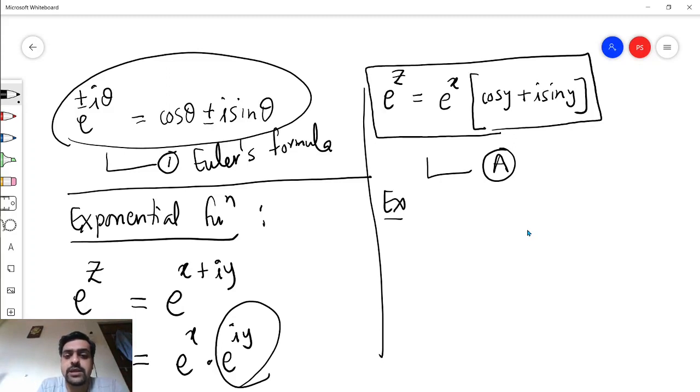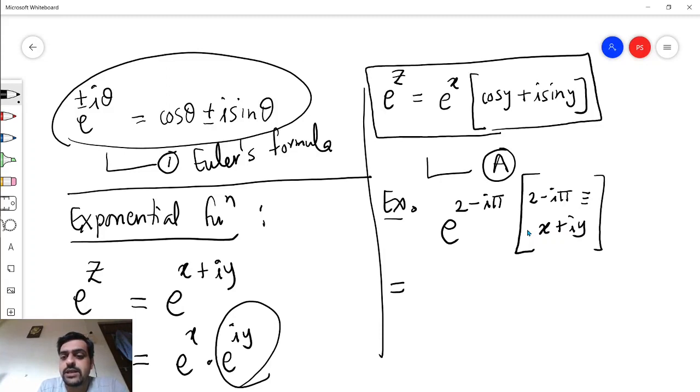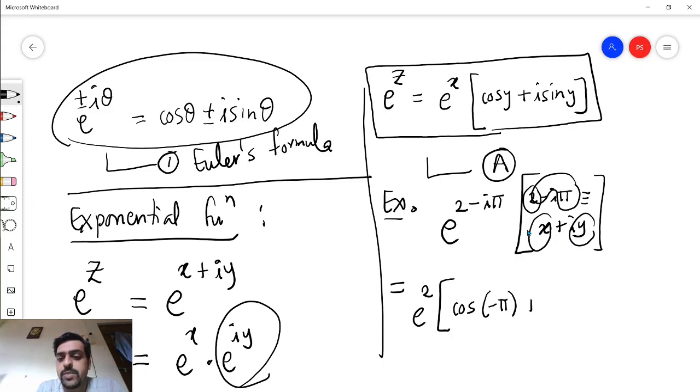As an example, let us try to solve this expression e raised to 2 minus i pi. So simply we can identify this 2 minus i pi with our familiar form x plus iy, and we see that x is 2 and y is minus pi. So using equation A, we can directly write it as e raised to 2 times cos of minus pi plus i sin of minus pi.